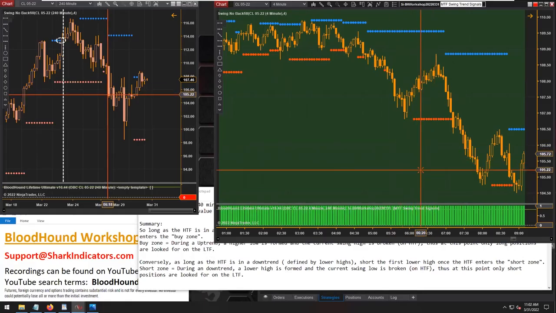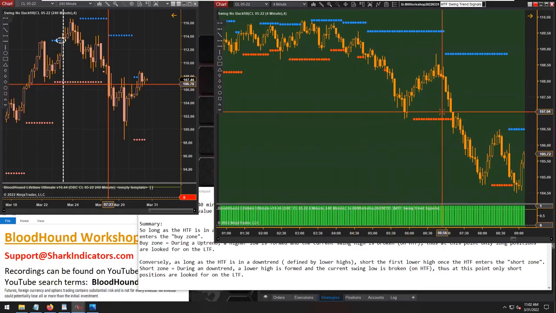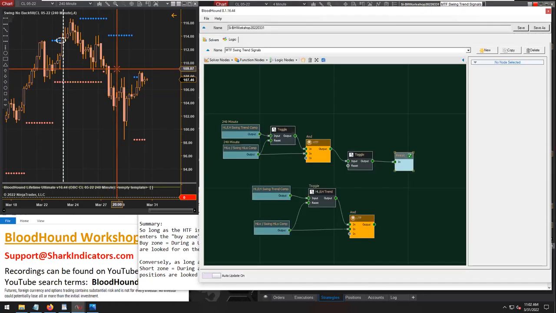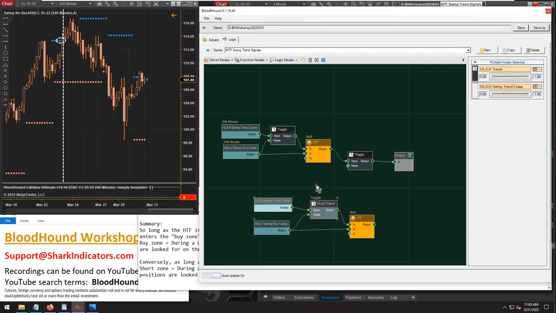So it makes sense here that somewhere around here, the higher time frame uptrend is broken. So we could just go with a simple solution here of, you know, if the swing low is broken, then we kill the uptrend on the higher time frame. That would be a simple solution right there. So I guess we'll just go with that for now.